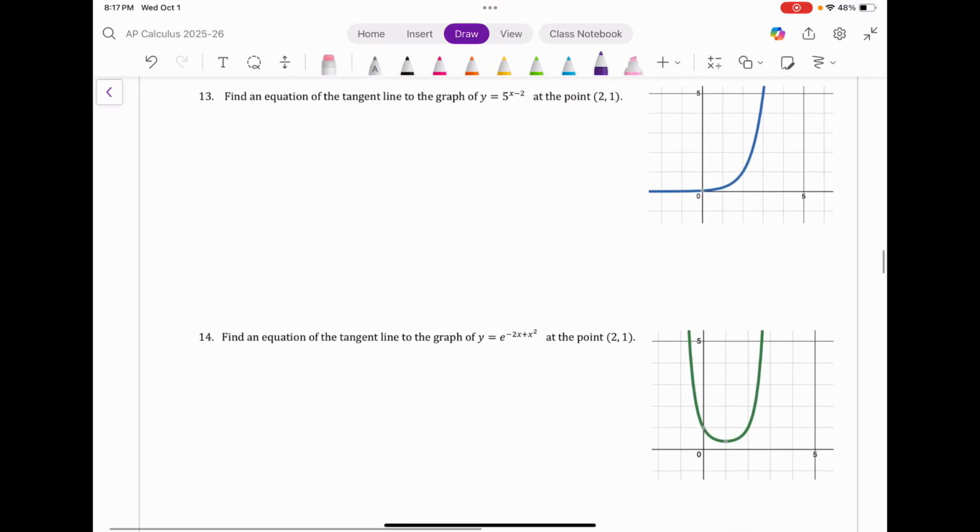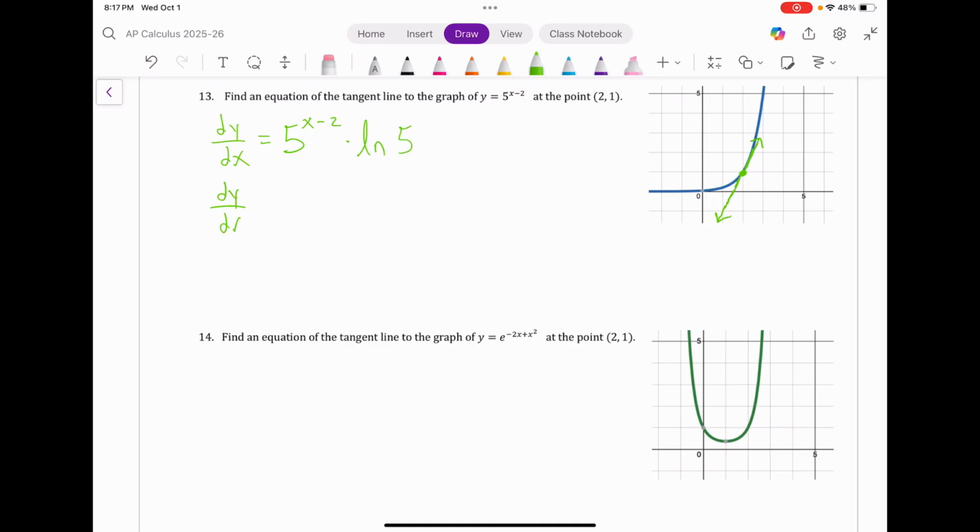Okay, moving on. 13. Okay, so find an equation of the tangent line to the graph at 2, 1. So right here, we're trying to find the equation of that line. So first thing, find the derivative. Okay, so dy/dx equals, since it's exponential, the same thing, times the natural log of the base. And, like chain rule, times the derivative of x minus 2, which is 1. So you don't need to write that.